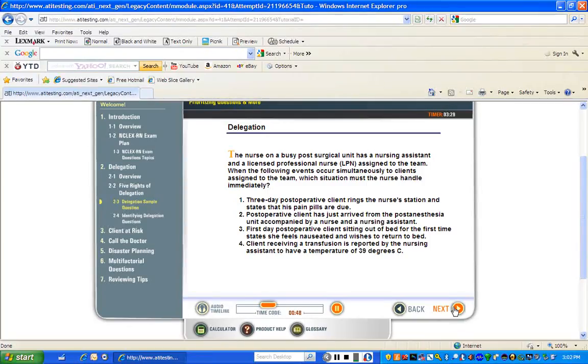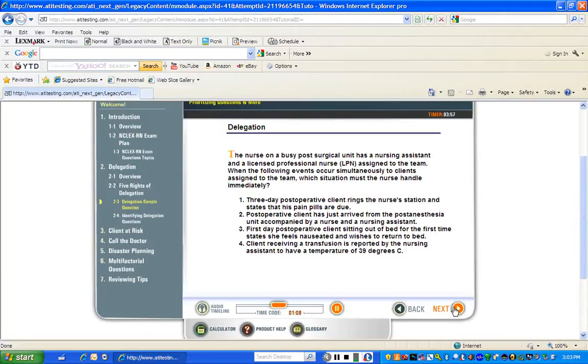Option 1. 3-day post-operative client rings the nurse's station and states that his pain pills are due. The client does not appear to be reporting acute distress, rather that his pain meds are due. Since we know that this practical nurse is able to medicate clients according to the existing doctor's orders, the nurse could delegate the practical nurse to handle this situation.